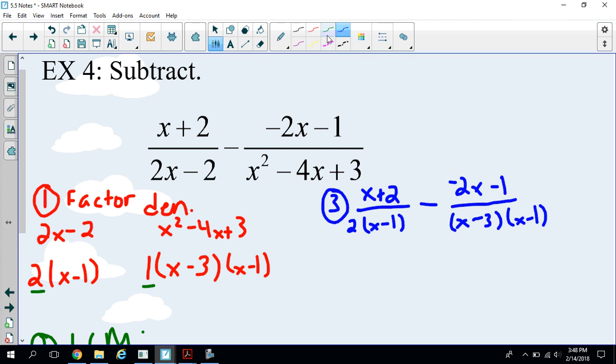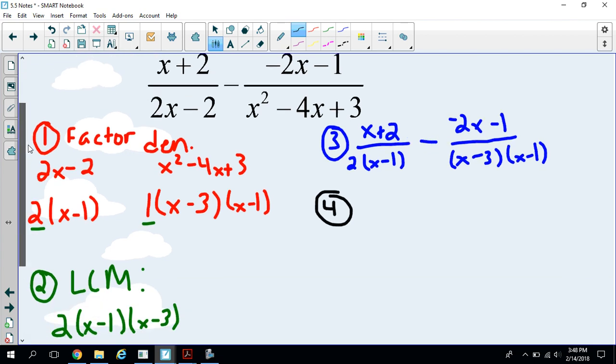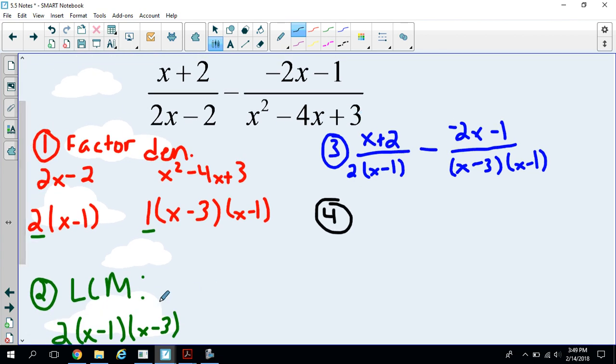Now what we're going to do is multiply so we know what our least common multiple needs to be in the denominator. So this is our part 4. Now if we look at our first fraction here, and compare it to our least common multiple, it has a 2 and it has an x minus 1. But what it's missing is the x minus 3. So I need to multiply the top and the bottom by an x minus 3. Remember, what you do to the top, you have to do to the bottom, and vice versa.